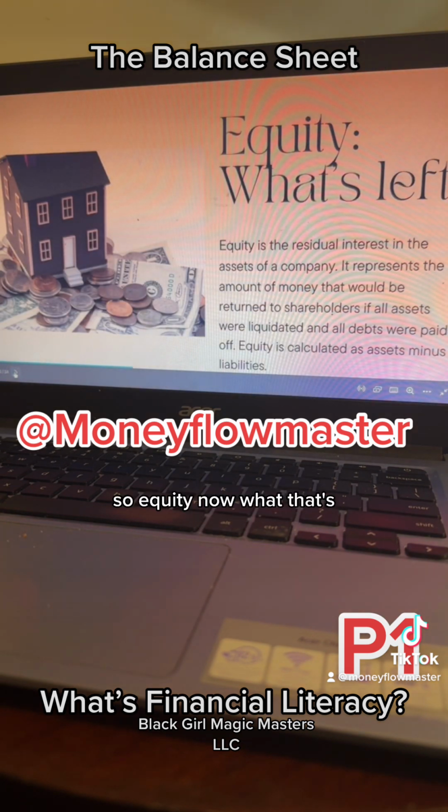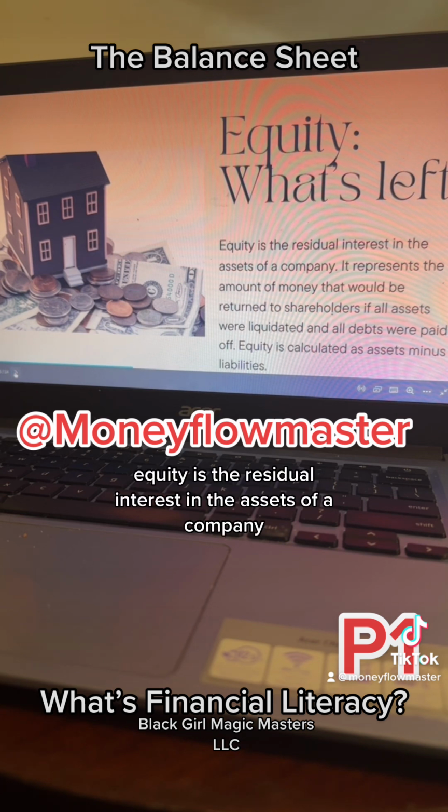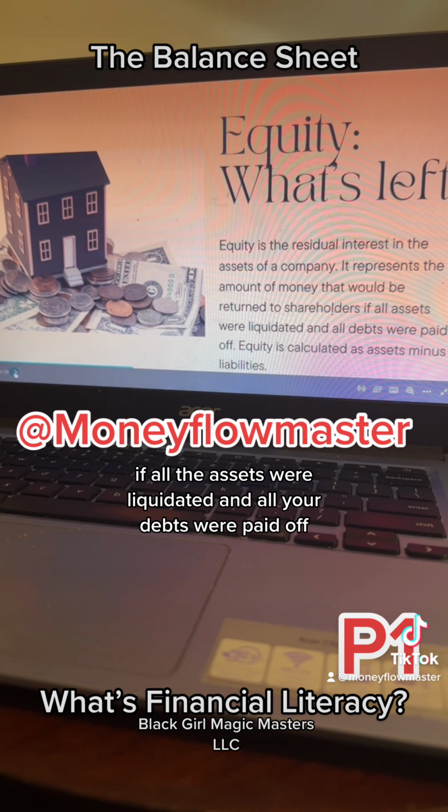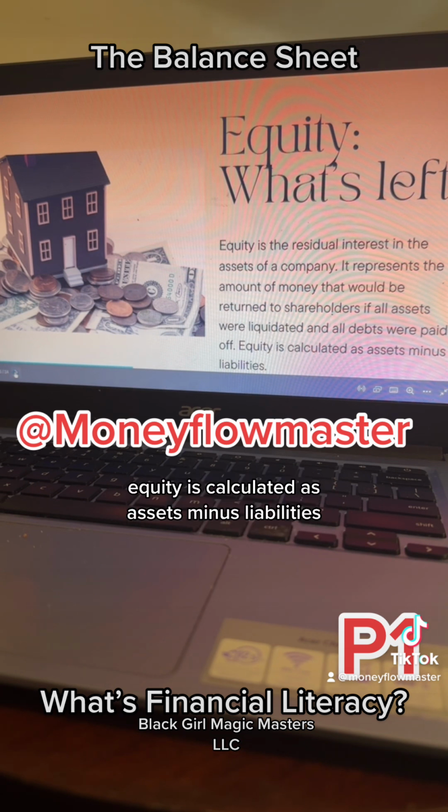So, equity. Now, that's what you got left over, right? Equity is the residual interest in the assets of a company. It represents the amount that would be returned to the shareholders if all the assets were liquidated and all your debts were paid off. Equity is calculated as assets minus liabilities.